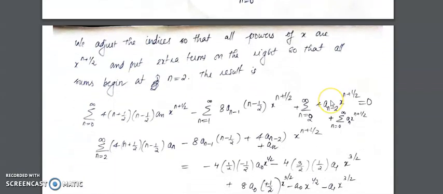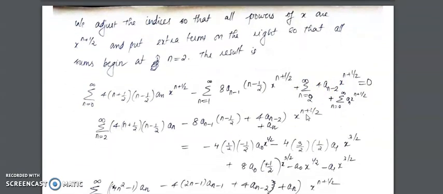Okay, so now we'll start this from 2 to infinity. When n equal to 0, we get 4 into 1 by 2 into minus 1 by 2 a naught x raised to 1 by 2, so that I have taken to the right side. And when n equal to 1, we get 4 into 3 by 2 into 1 by 2 a1 x raised to 3 by 2. So that is the second term here.